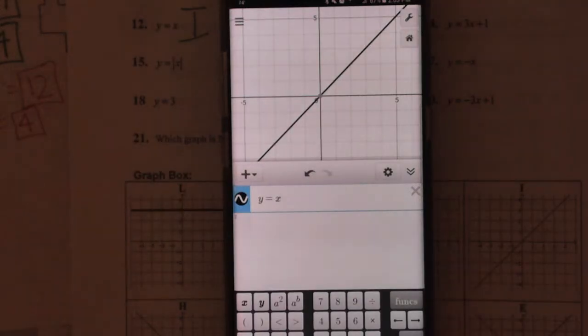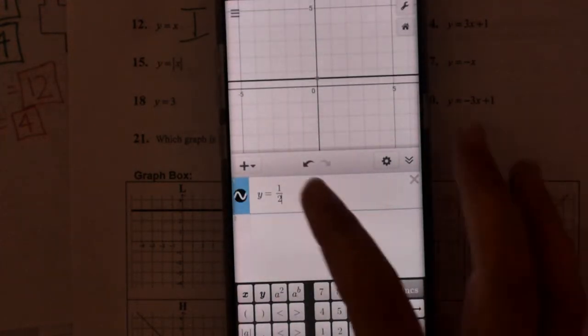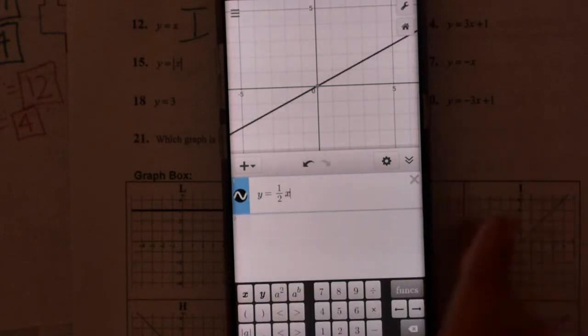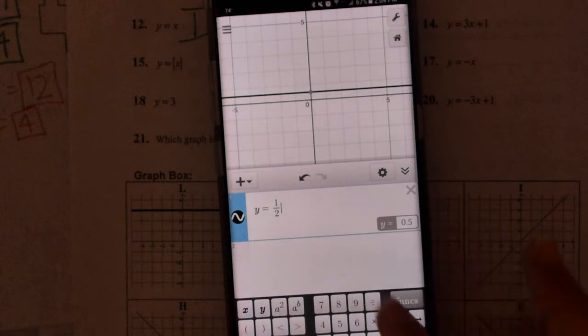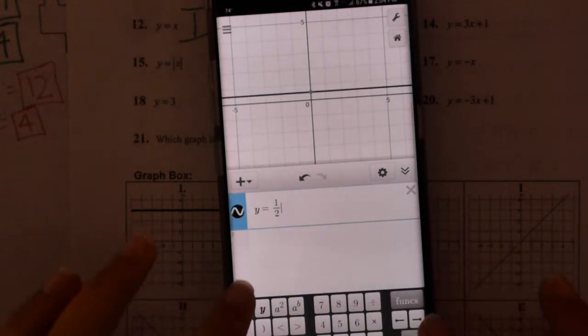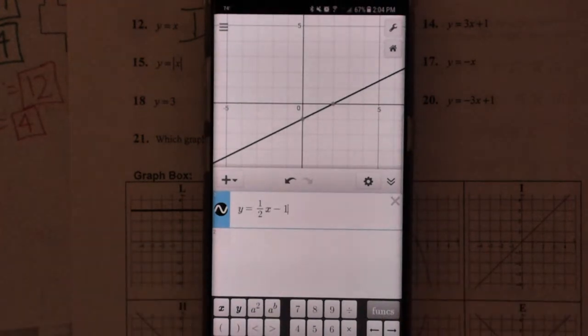Yeah, it's called Desmos. It's free. Alright, next, y equals 1/2 x minus 1. That's B as in boy. Hey, wait, was that 13?